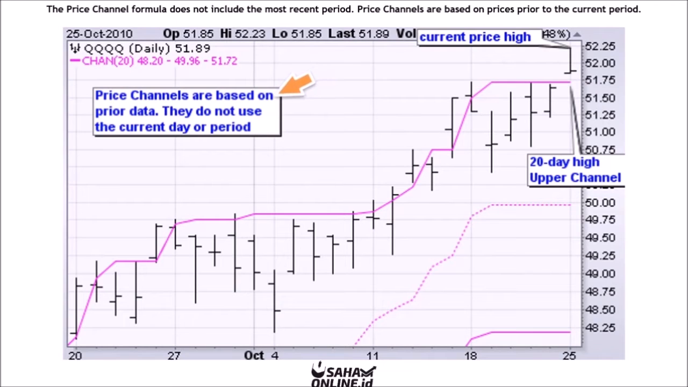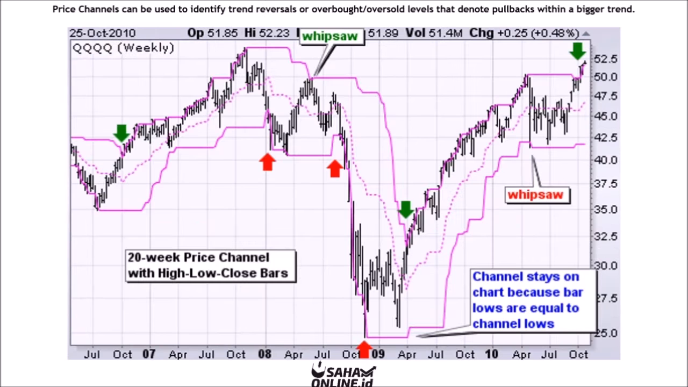The price channel formula does not include the most recent period. Price channels are based on prices prior to the current period. A 20-day price channel for October 21st would be based on the 20-day high and 20-day low ending the day before, October 20th. A channel break would not be possible if the most recent period was used. On the chart below, notice how prices broke above the upper price channel because the high was based on the next to the last bar, not the current bar.